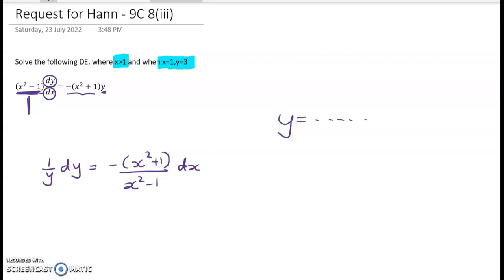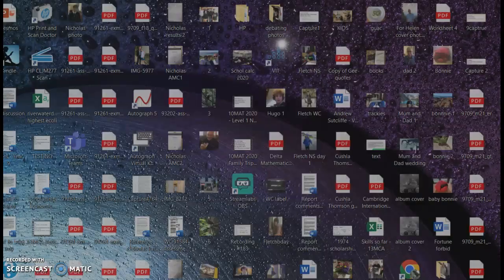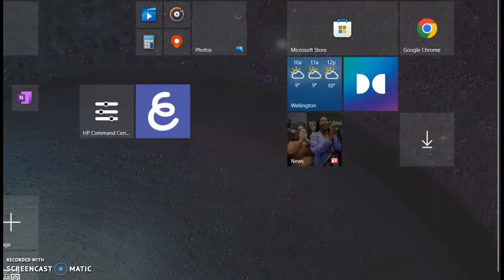So we get to here, and now we need to integrate on both sides. On the left-hand side, when we integrate, we'll get the natural log of y. And over here, it's not obvious what to do, right? We don't have 2x over x squared minus 1, so it's not going to be a simple log chain rule thing. Instead, I've got a quadratic divided by a quadratic, so we can do something with partial fractions to fix that.